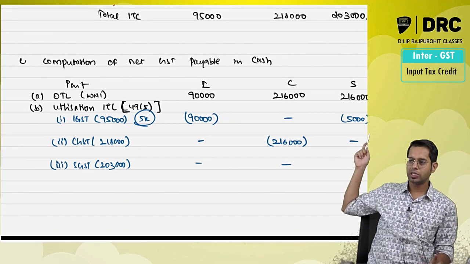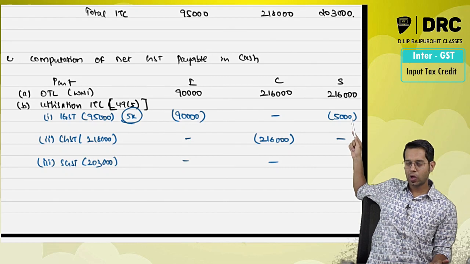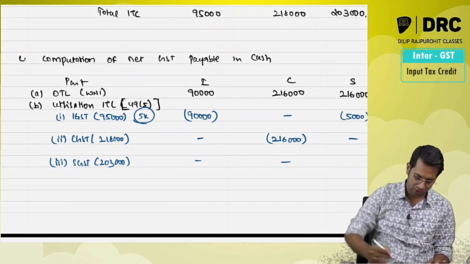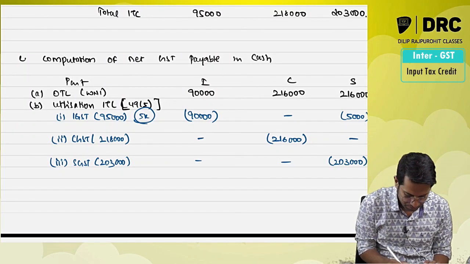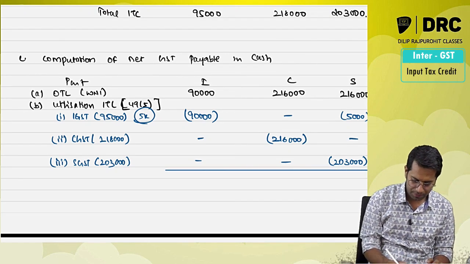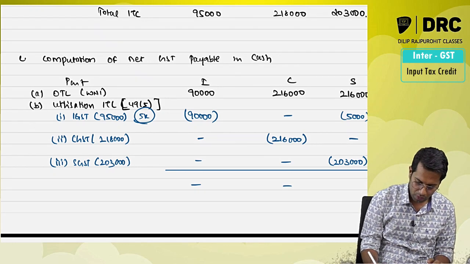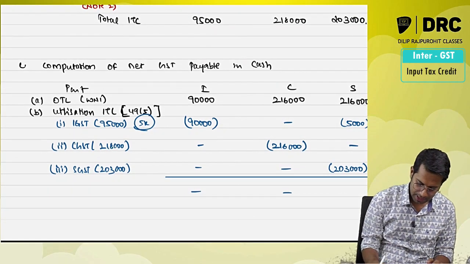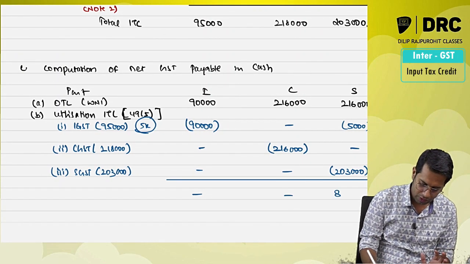Now 2,16,000 is my liability, out of which 5,000 SGST gave me. So I still have to pay how much? 2,11,000. How much credit do I have? 2,03,000. So the full 2,03,000 I will have to use. So now here I don't have anything to pay. This also I don't have anything to pay. I have to pay 216 minus 203 minus 5, 8,000 rupees.